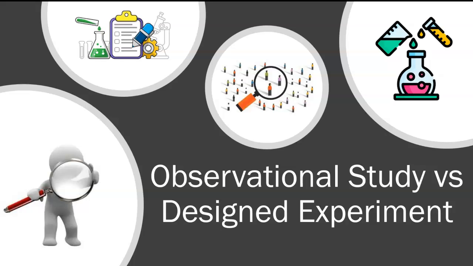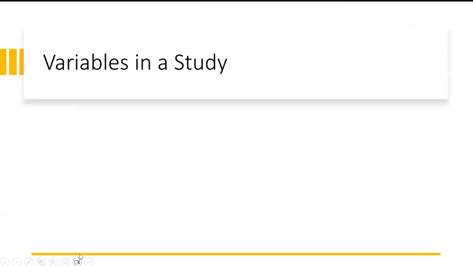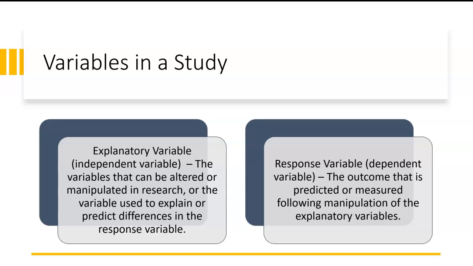And so the first thing we want to discuss before we get into these two types of experiments is the different types of variables you can have in a study. There are two of interest right now. We'll talk about a few others in a little bit, but the two that we're interested in right now are your explanatory variables, also called the independent variables, and your response variable, also called the dependent variable.